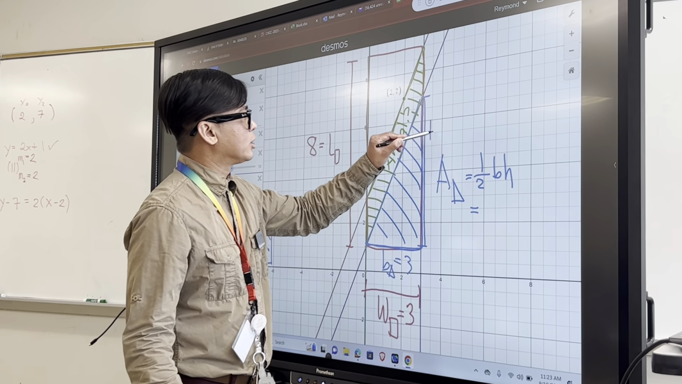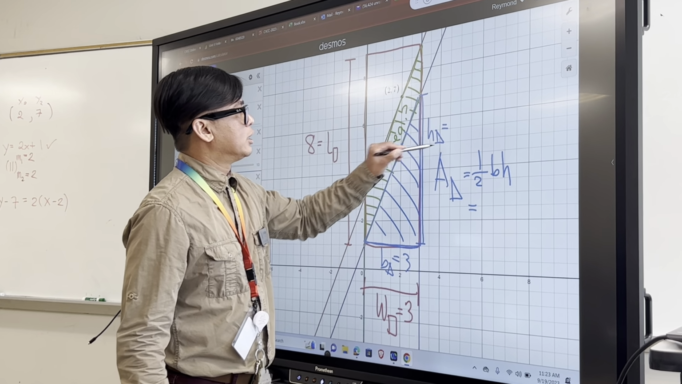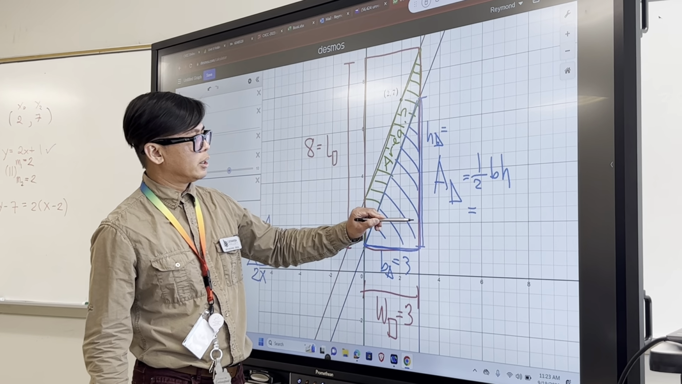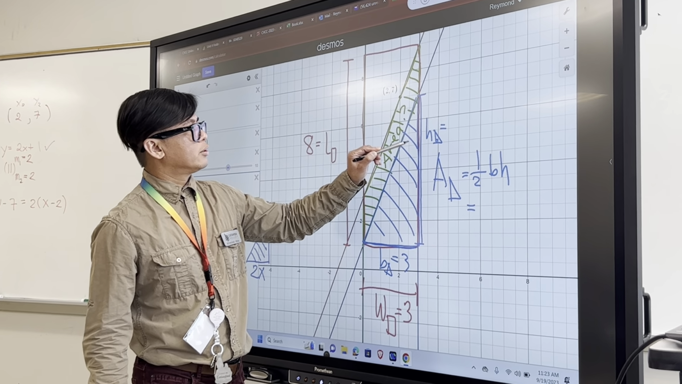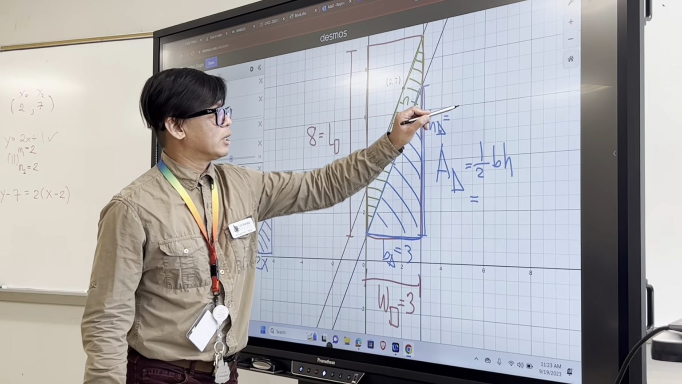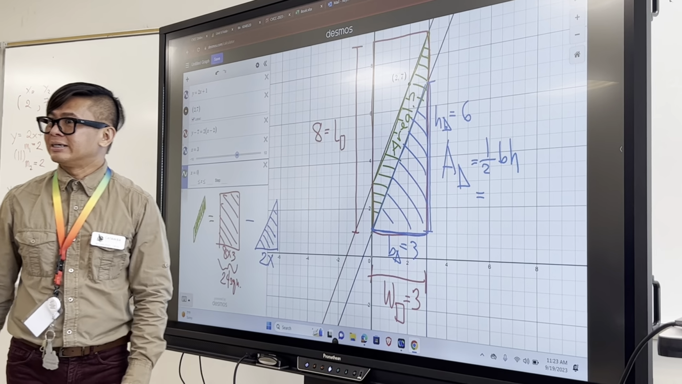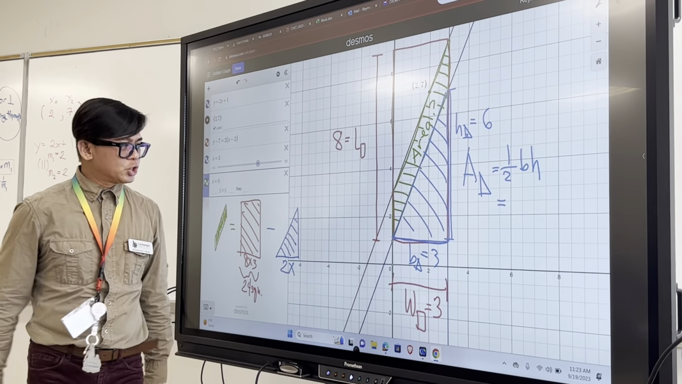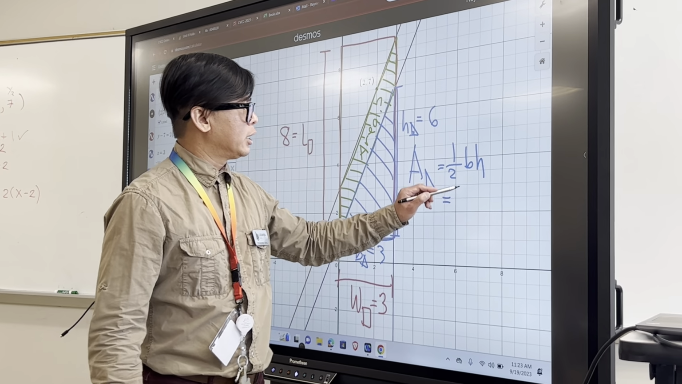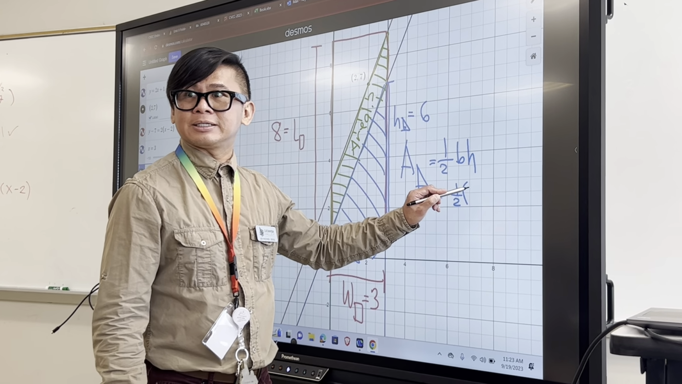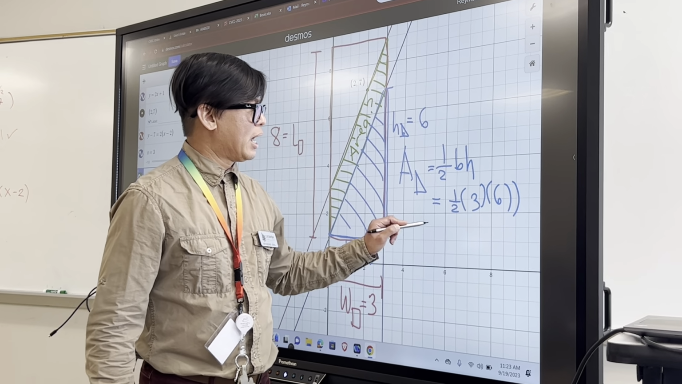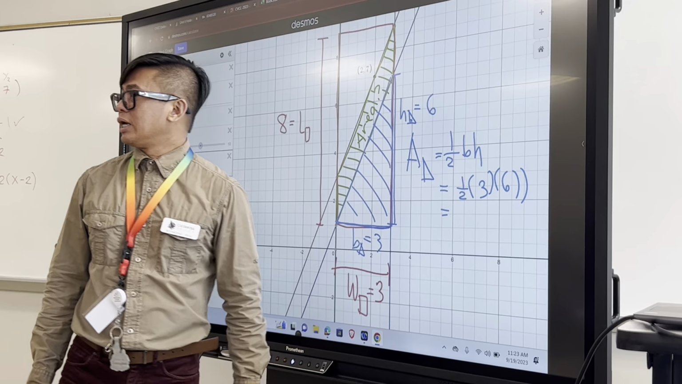Get it? Okay. Now, what is the height of that right triangle? Let's count from here to there. 0, 1, 2, 3, 4, 5, 6. Get it? So that means this is 6 units. Combining those two, what is the area of this right triangle in here? 1/2. What's the base? 3. What's the height? 6. So how many square units will that be?